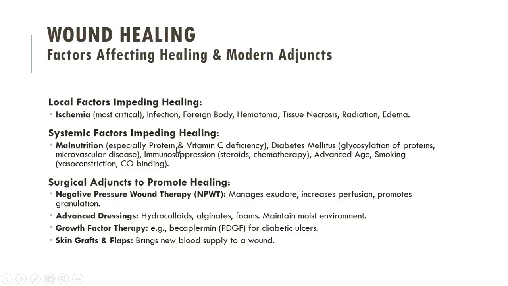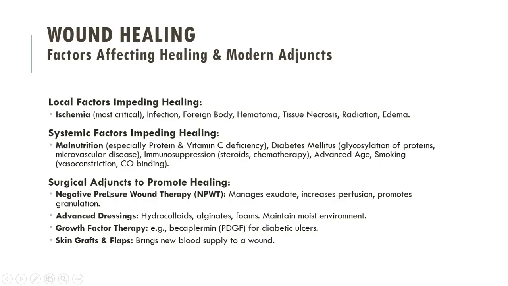Systemic factors that impede healing are malnutrition, especially protein and vitamin C deficiency, diabetes mellitus, with glycosylation of proteins and microvascular disease, immunosuppression, like the patient is taking steroids and chemotherapy, advanced age, smoking, and vasoconstriction, and carbon monoxide binding.